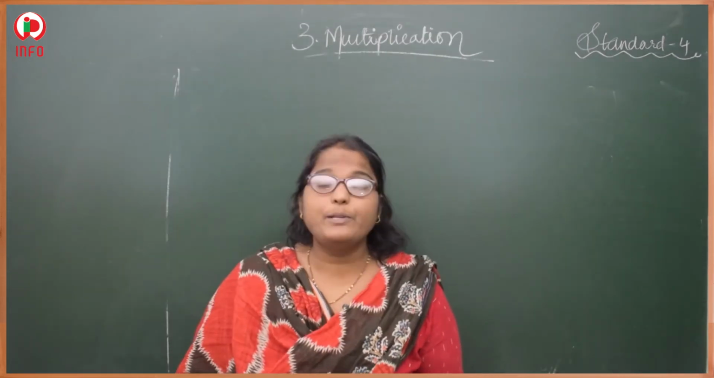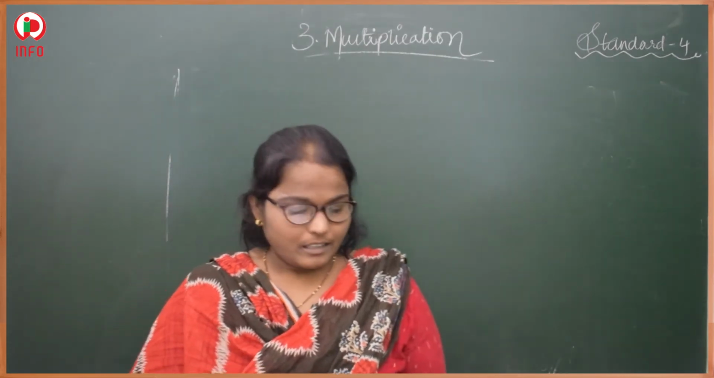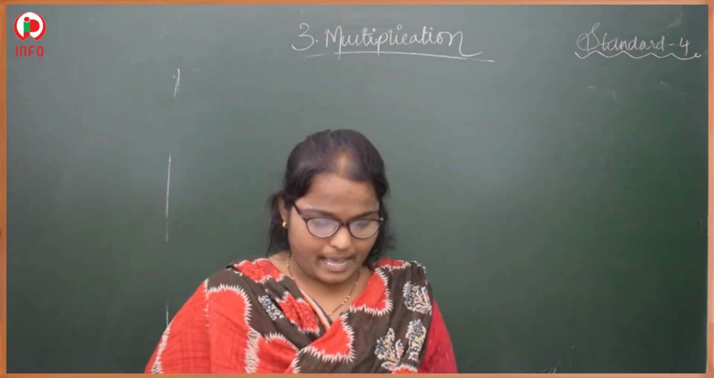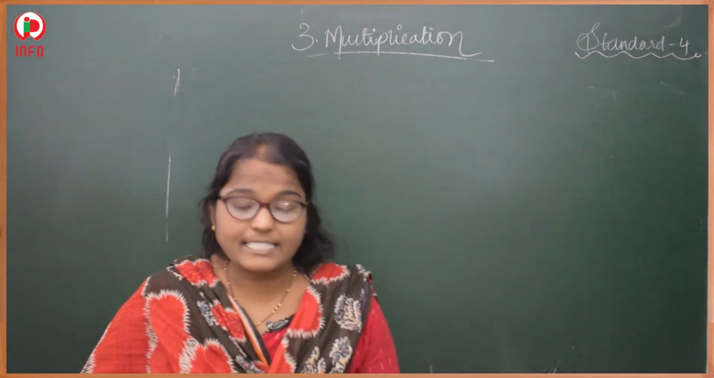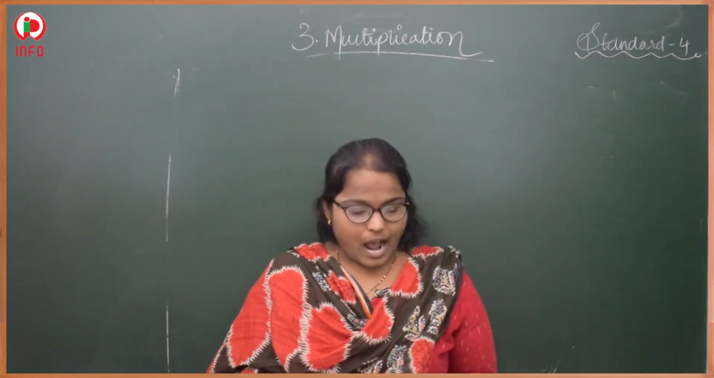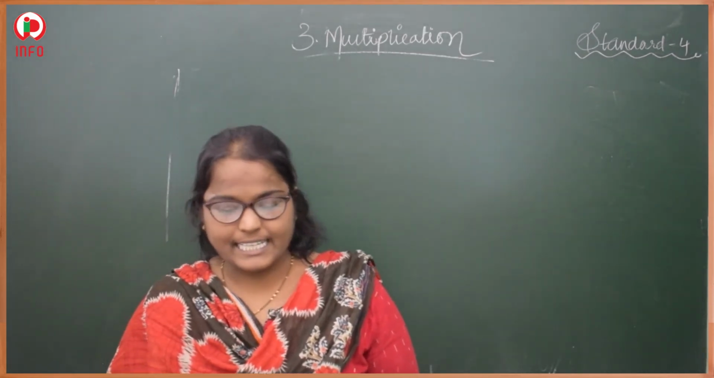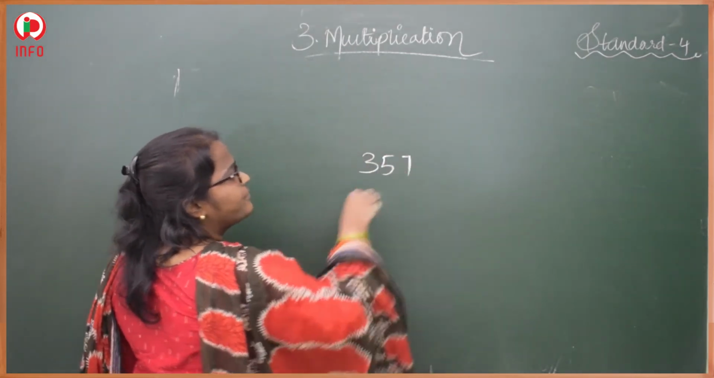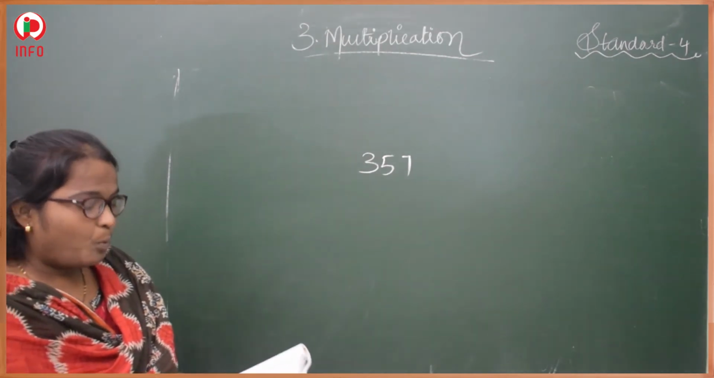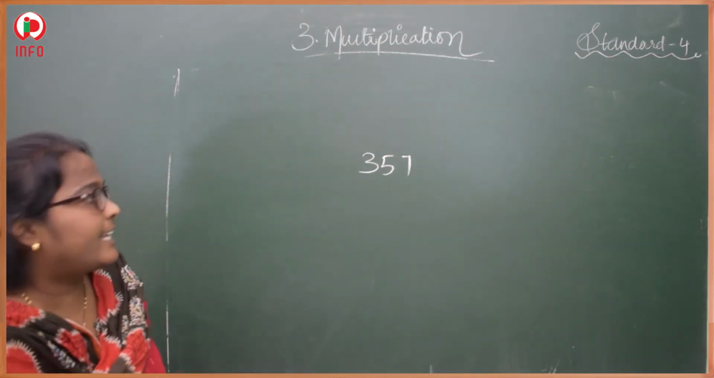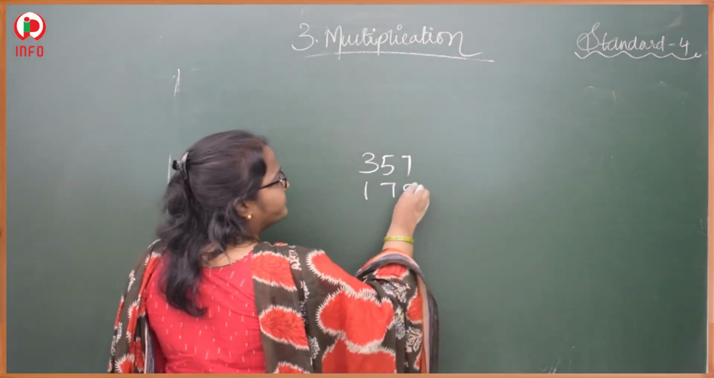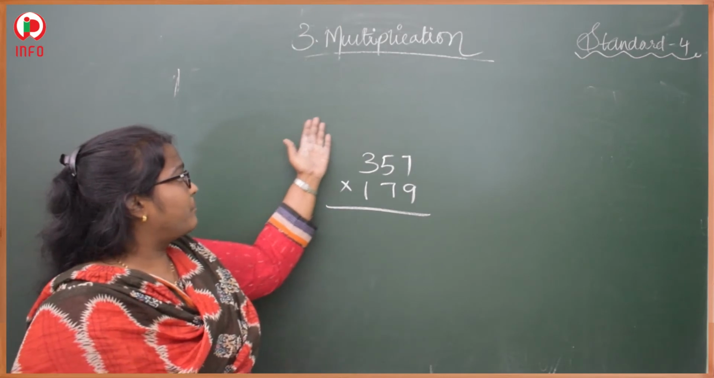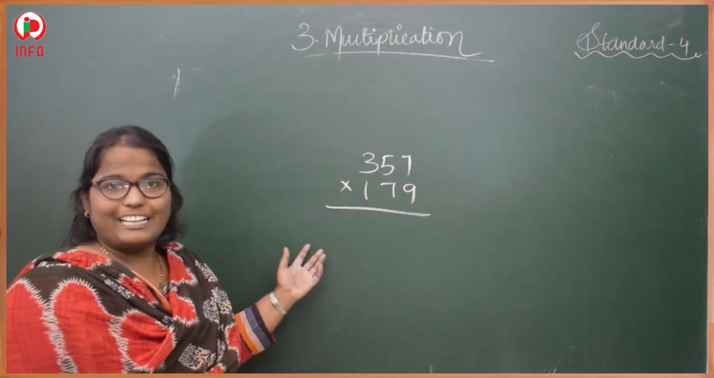The next example you are having is a word problem. In a garden there are 179 rows of plants. If there are 357 plants in each row, calculate the total number of plants in the garden. So what we have to do, children? We have to multiply 357 into 179. Okay, ma'am? Yes. Is it in the example? So that's why I'm not writing the word matter, ma'am. You can see the calculation part.